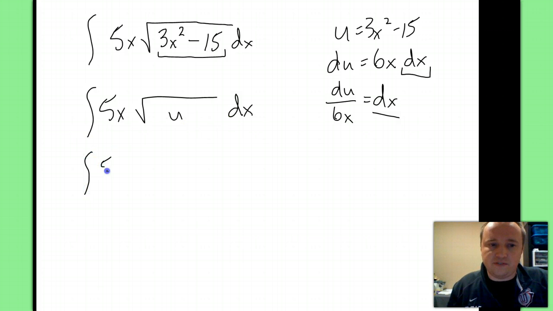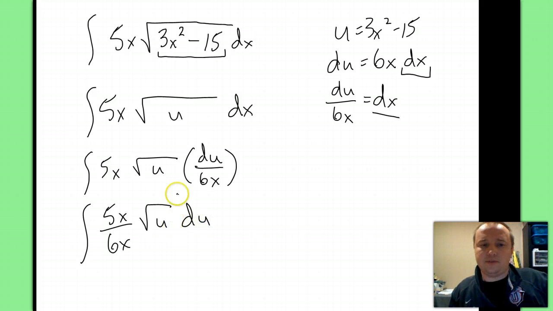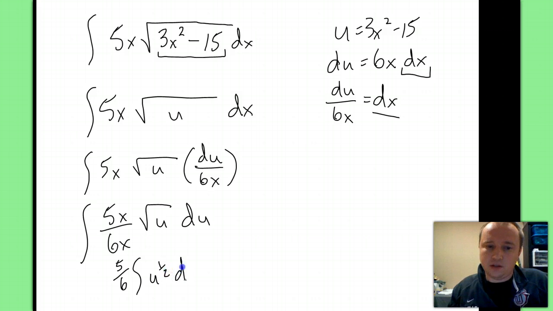So integral of 5x square root of u. What's dx equal? Du over 6x. So we're just going to write it out. We're writing it out real big here. Square root of u du. All I do is move my 6x to the left. What do my x's do? They cancel out. And so I have 5/6 times the integral of u to the half du.